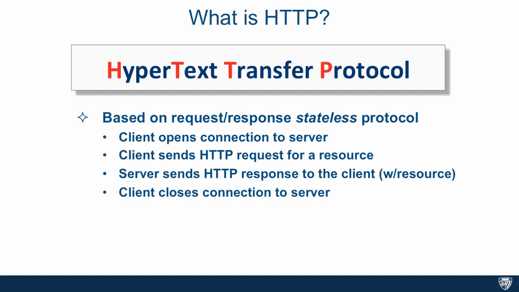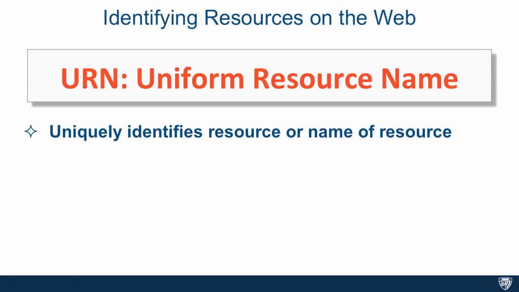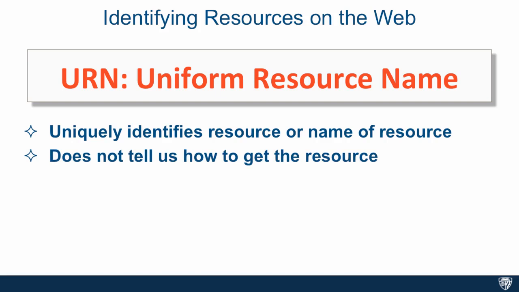Now, before we speak about the actual communication language, the HTTP protocol, for a little bit, let's talk about how to identify a resource on the web. When we talk about it, we have 3 terms that we need to understand that are kind of thrown around, and it's a good idea to understand what they mean. The first one is Uniform Resource Name, otherwise known as URN. A URN is a way to uniquely identify a resource or name of a resource. The thing about URNs is they do not tell us how to get that resource.